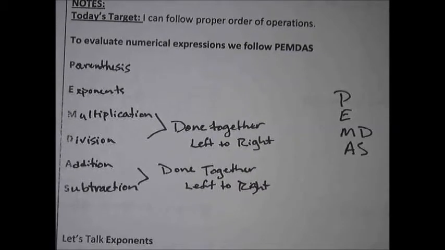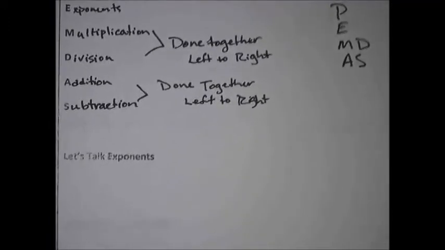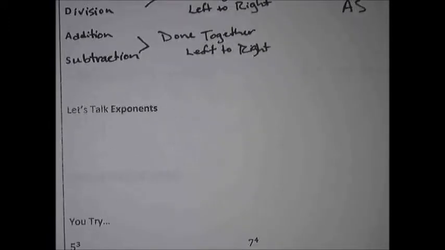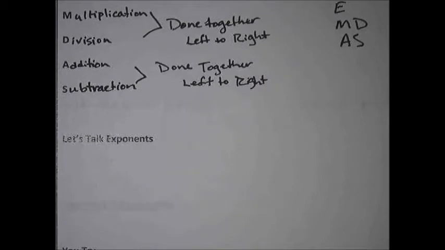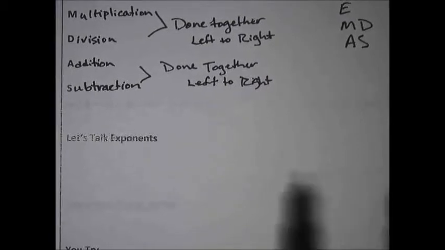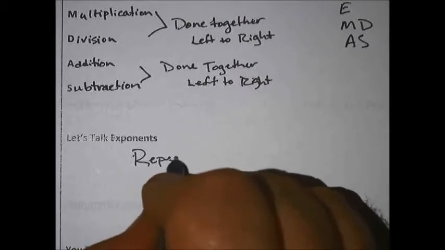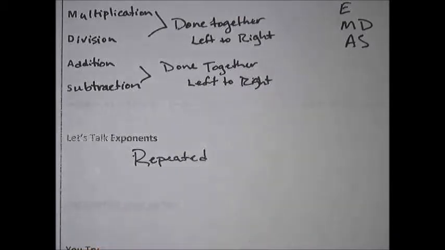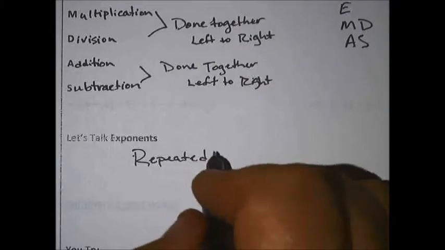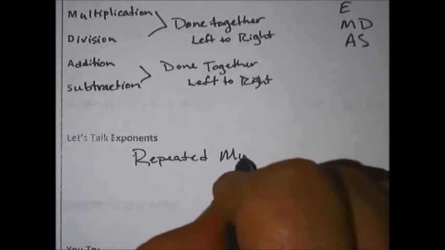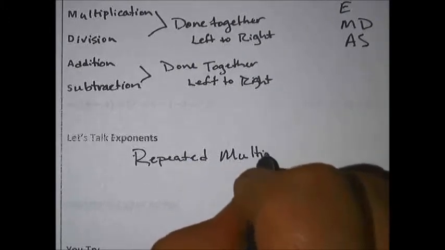Okay? Not too bad. Let's go ahead and talk about exponents, since this is really the first time that we're going to get to talk about them. Let's talk about what it really means. All exponents are repeated... well, repeated what? We already have repeated addition. That's what multiplication is. But we're talking about repeated multiplication.